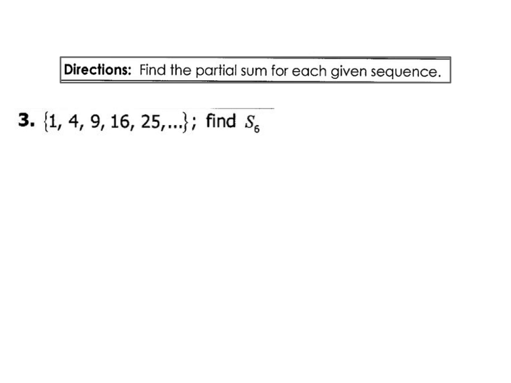All right, number 3, we're given the first, second, third, fourth, and fifth terms, and we want to find the sum of the first 6 terms. S sub 6 means the sum of the first 6 terms. Looking for a pattern here, we see that these are all perfect squares. We've got 1 squared, 2 squared, 3 squared, 4 squared, 5 squared. So our 6th term is going to be 6 squared, or 36.